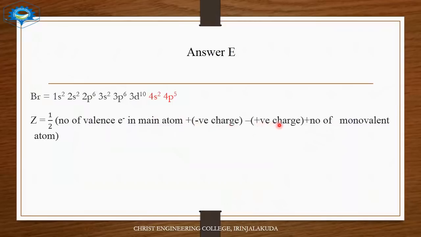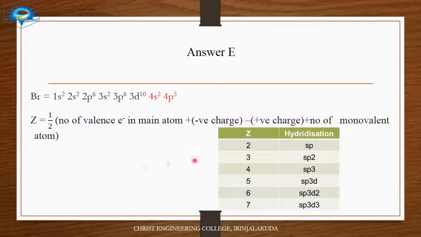Then add the number of monovalent atoms, atoms with valency 1, add if there is a negative charge, subtract if there is a positive charge. In the case of bromine pentafluoride, there are 5 fluorines. Fluorine is a monovalent atom. So substitute the values in the equation and find the value of Z.